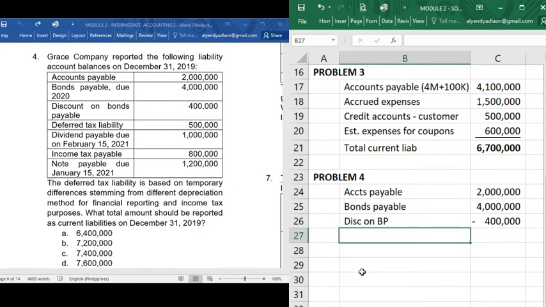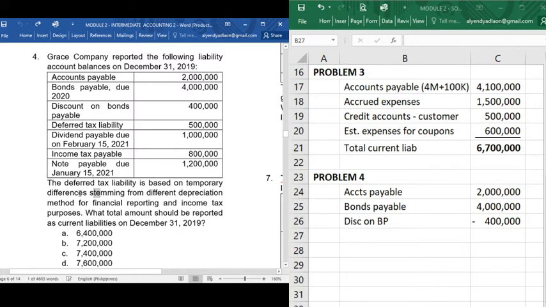Next, deferred tax liability. Take note that this is always non-current. Accordingly, the deferred tax liability is based on temporary differences stemming from different depreciation methods for financial reporting and income tax purposes. Now, whatever is the condition of that deferred tax liability, it must always be treated under the non-current liability. Okay, if you remember, in the PDF of the book, you can see there the lists of the non-current liabilities, and that includes the deferred tax liability.